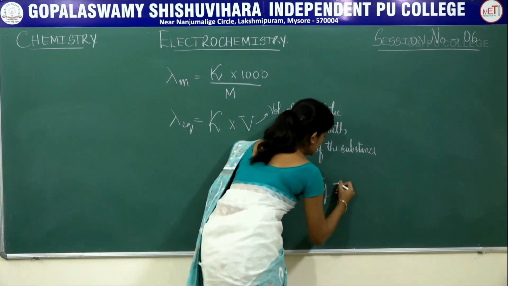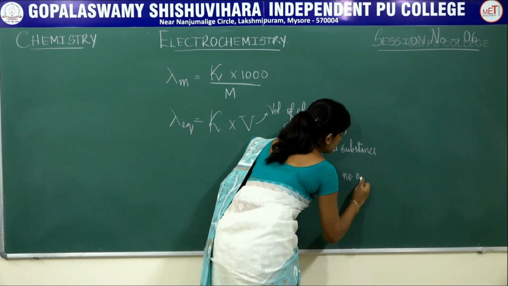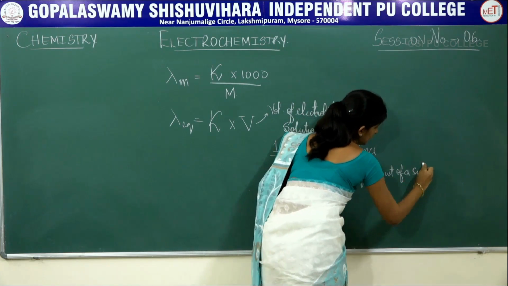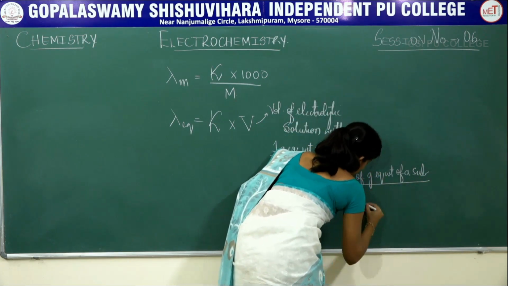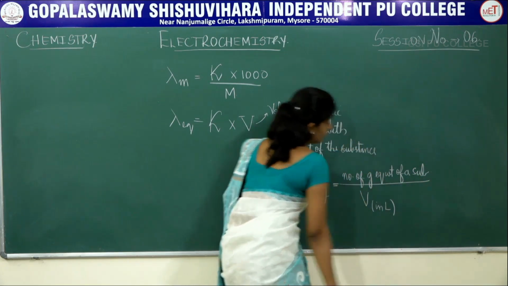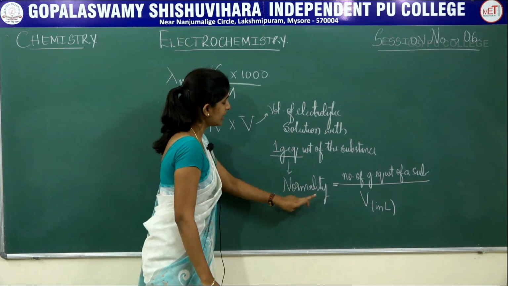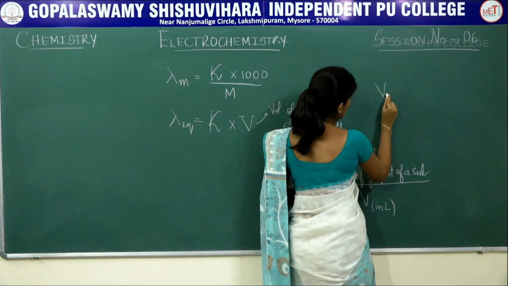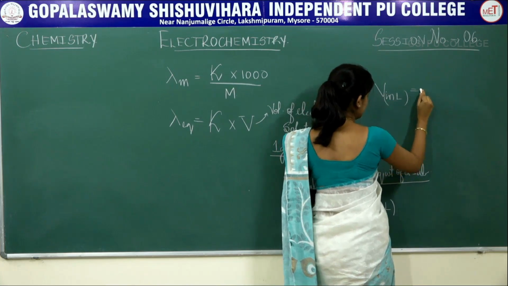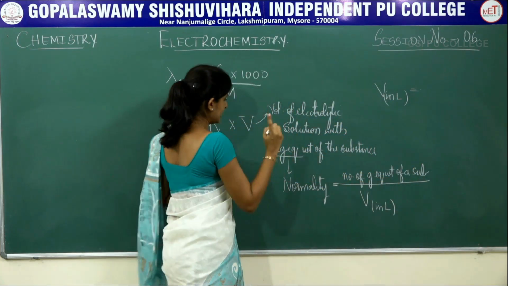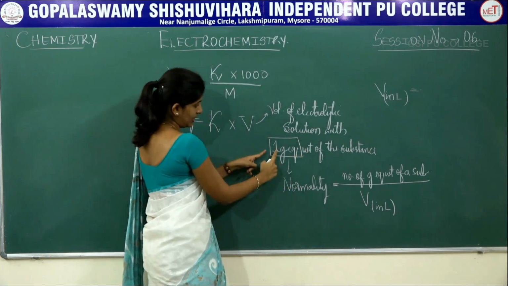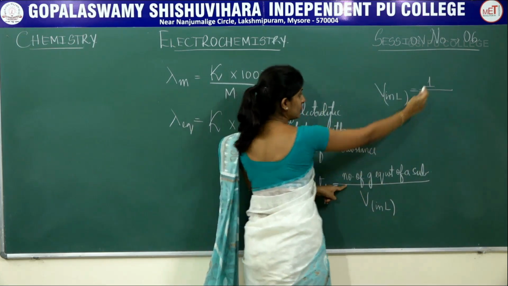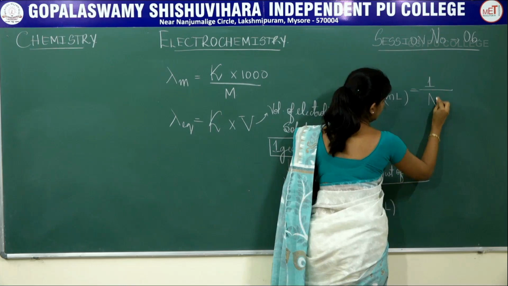So what is normality? It is equal to number of gram equivalent weight of a substance divided by volume in liters. That's your normality. So again, if I rearrange this equation for volume, it becomes volume in liters is equal to, number of gram equivalent weight being 1 gram equivalent weight, 1 divided by normality.